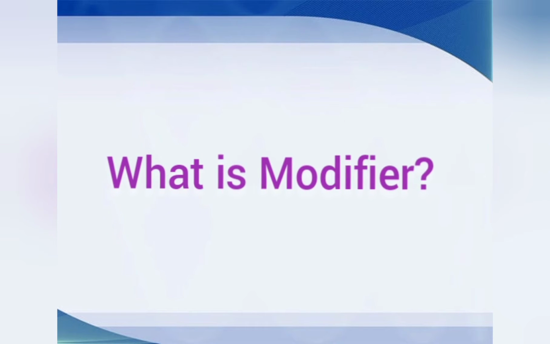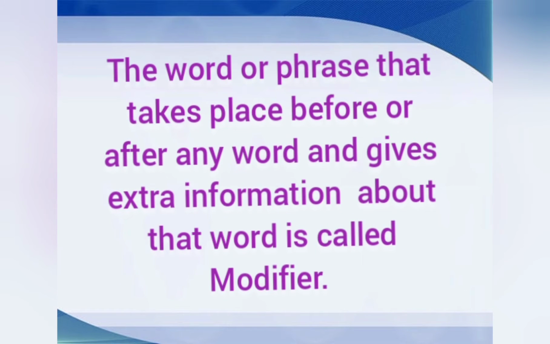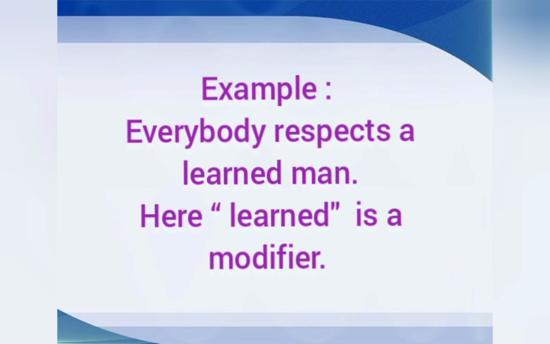What is a modifier? The word or phrase that takes place before or after any word and gives extra information about that word is called a modifier. Example: everybody respects a learned man. Here, learned takes place before the word man and gives extra information about that man. So, here, learned is a modifier.